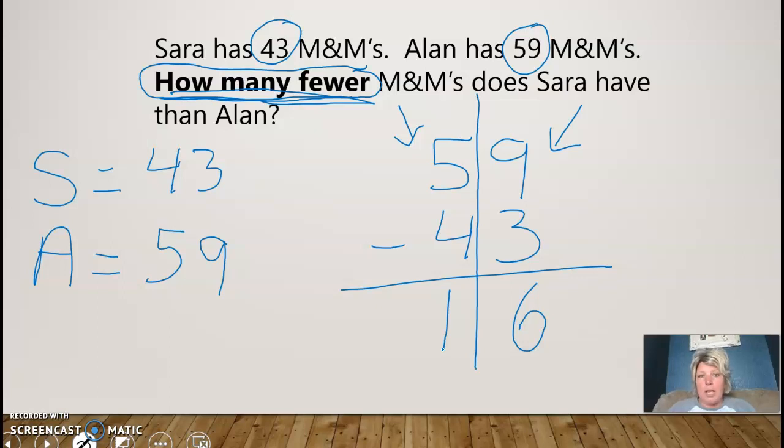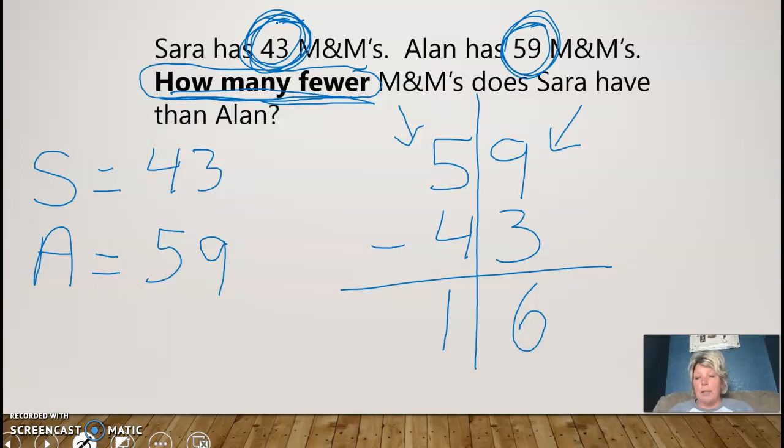Well, another way we can check our answer is we can do some counting up. We know that Sarah has 43 and Alan has 59. So I can start at this 43 and count up to 59. So after 43, we have 44, 45, 46, 47, 48, 49, 50, 51, 52, 53, 54, 55, 56, 57, 58, and 59. And I was using my fingers to count, and I counted 16 more.